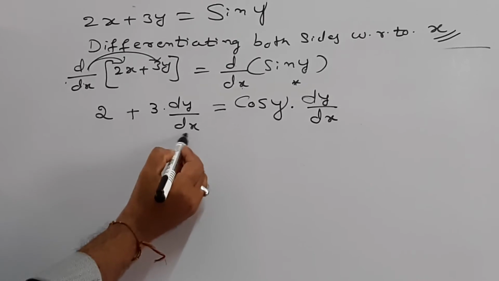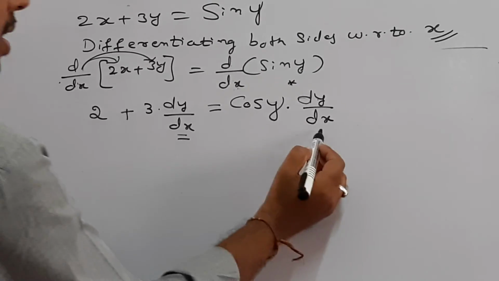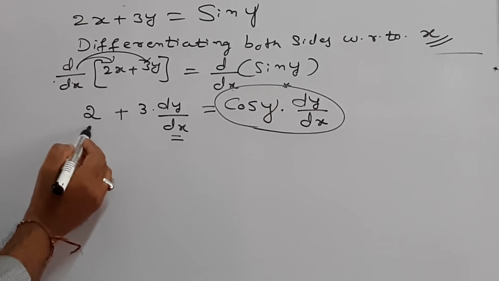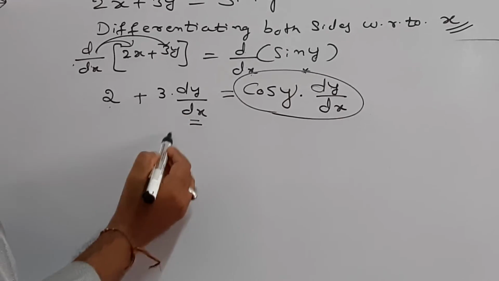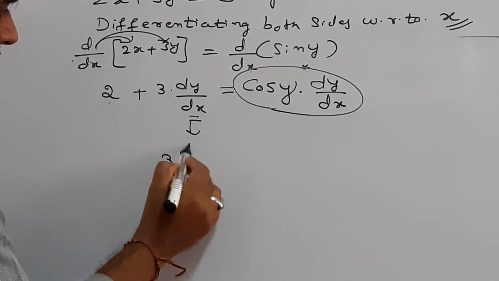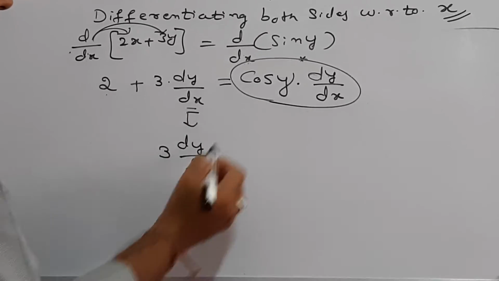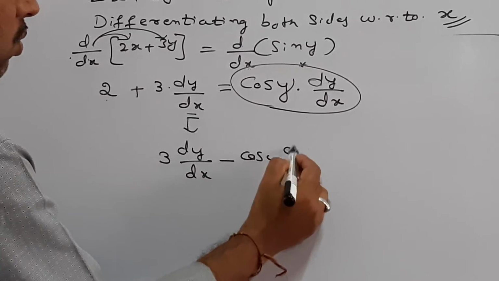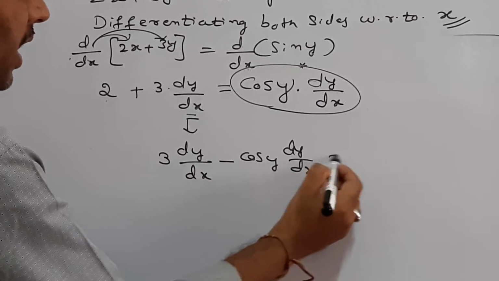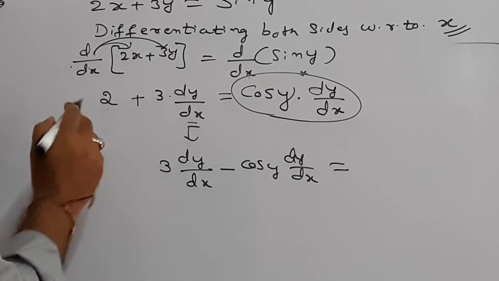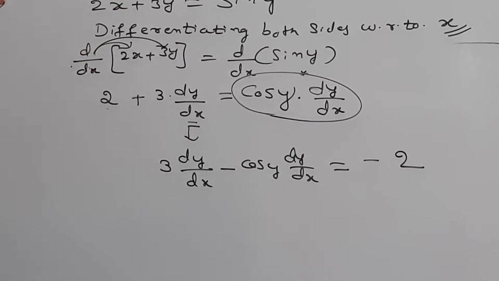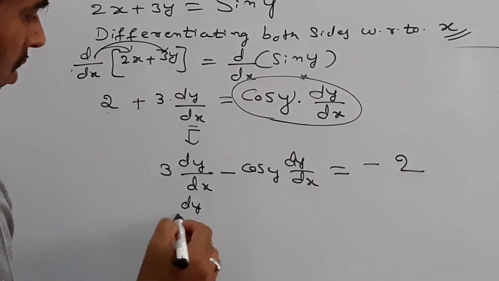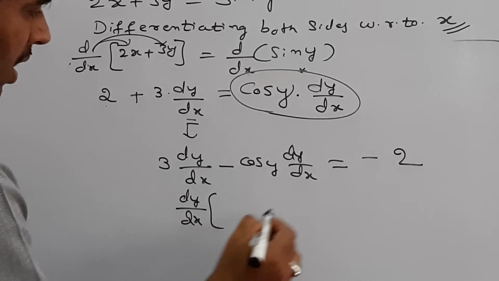Observe this. One term on the left hand side has dy by dx, and this whole term contains dy by dx. The only term without dy by dx is 2. So I will write this as it is, 3 into dy by dx. Then I will shift this whole term to the left hand side: minus cos y into dy by dx is equal to, plus 2 on the left hand side, I will shift it to the right hand side, that will be minus 2. Then we will take dy by dx common here.